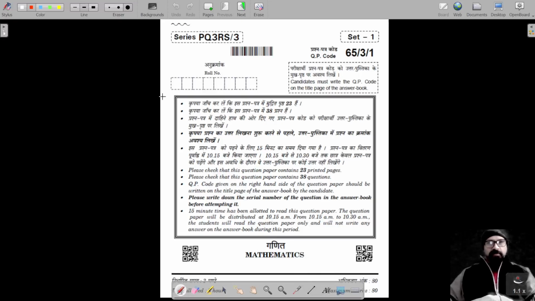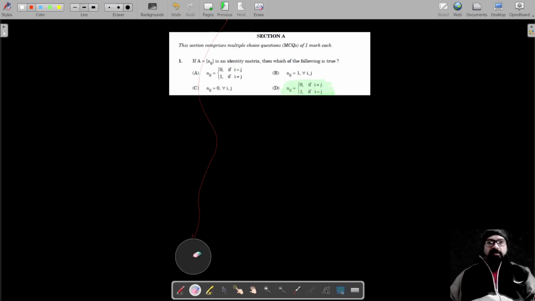Welcome to Pratham Science Academy classes, and we are about to start with paper code 6531. This is the first subset of third series. And to start with section A, which has MCQs of 1 mark each.